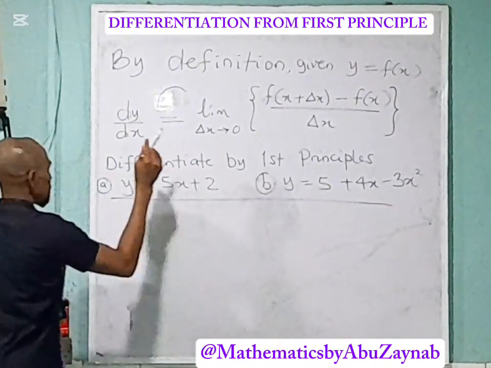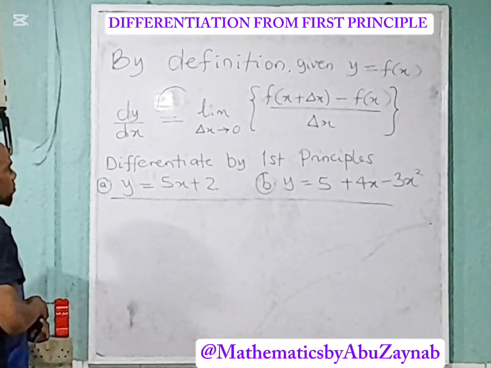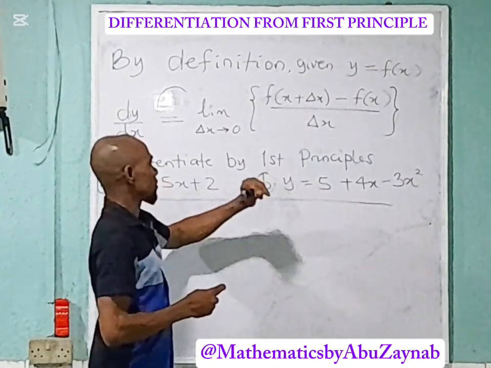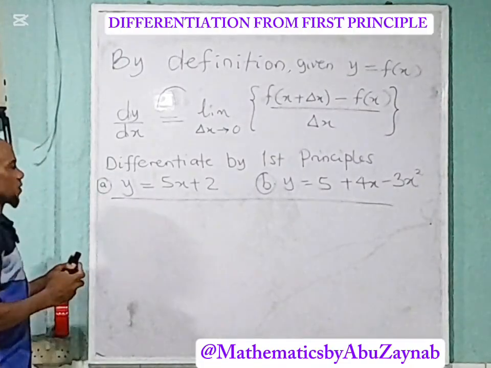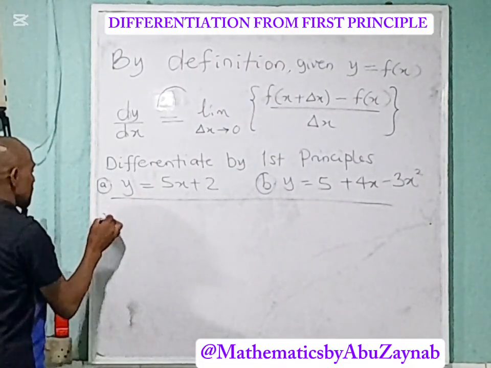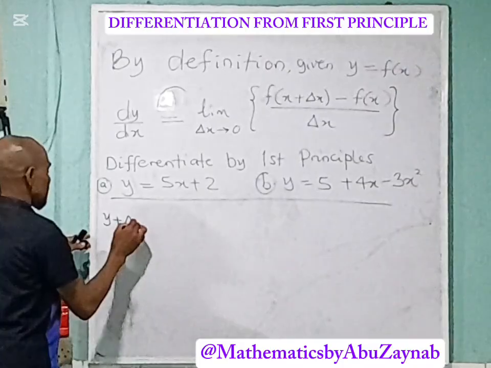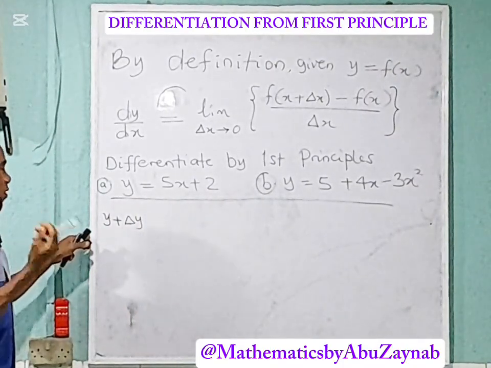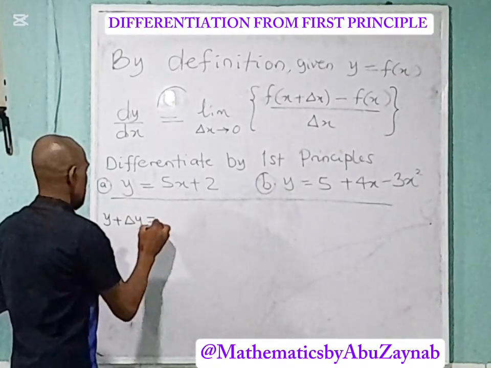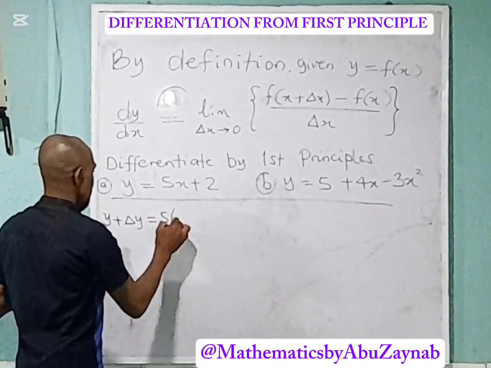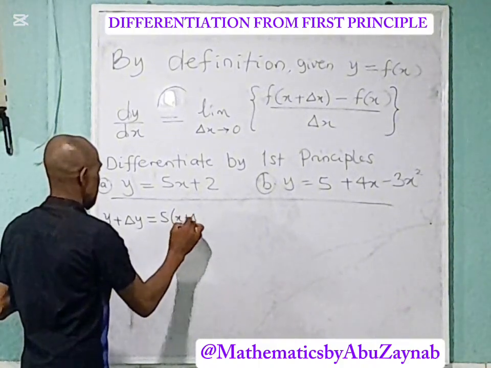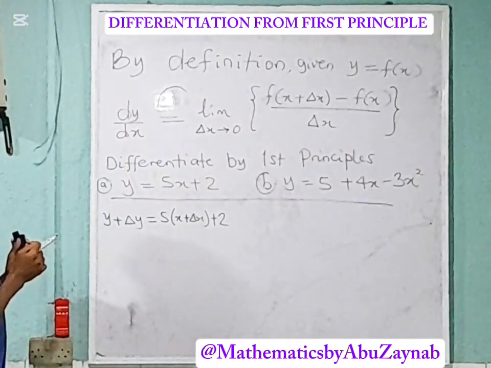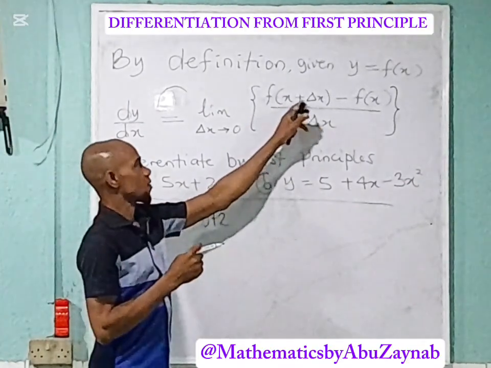So everything we do must reflect the first principle. In essence, like the formula, we are going to add a delta x. This is the original function f of x. So we are going to say step 1, introduce delta for both letters. For y, we're going to have delta y, and for x, we're going to have delta x. So delta y equals 5, then in lieu of x, it's going to be x plus delta x, then plus 2. That's step 1, meaning we have created f of x plus delta x.